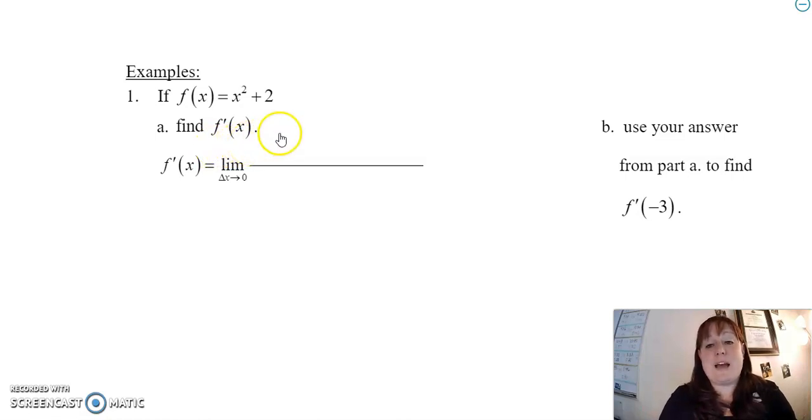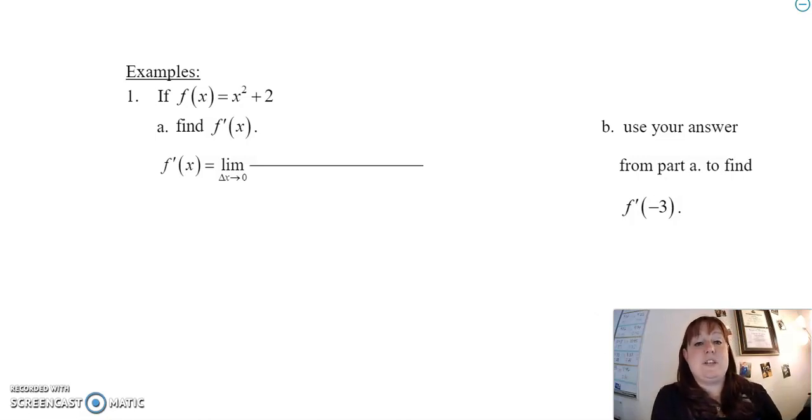But you might also be asked for f prime of a number. So that means what is the instantaneous rate of change at this exact point? So this says tell me the derivative when x equals -3. So the first one is going to be some type of function. The second one is going to be a number because this is telling you the slope of the tangent line at that exact point.